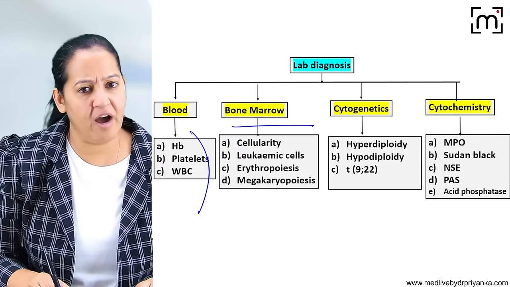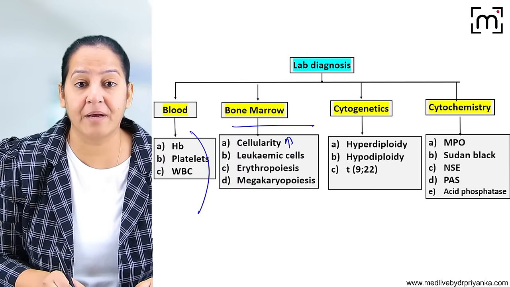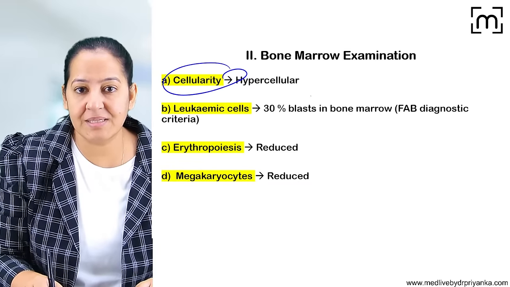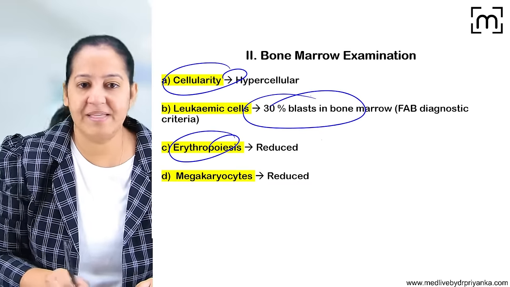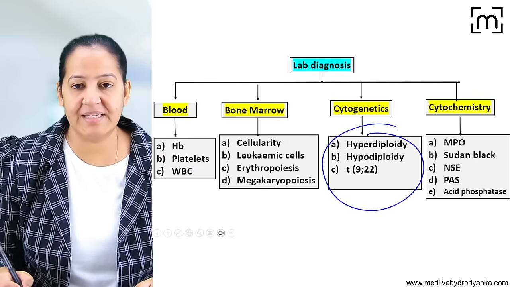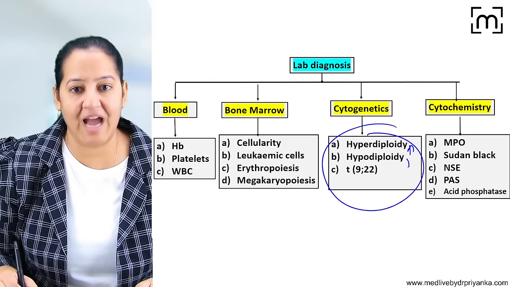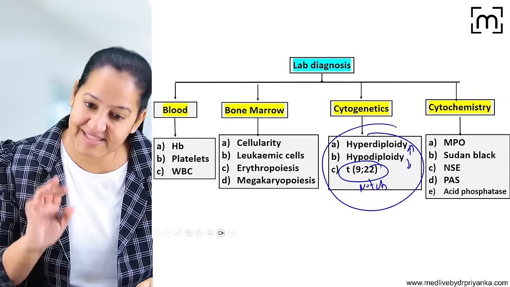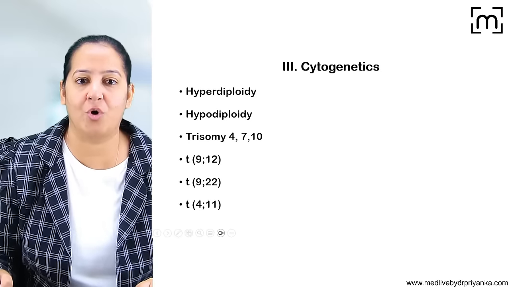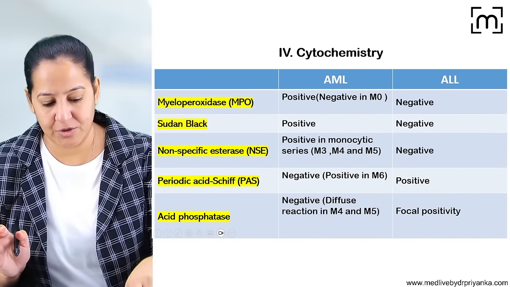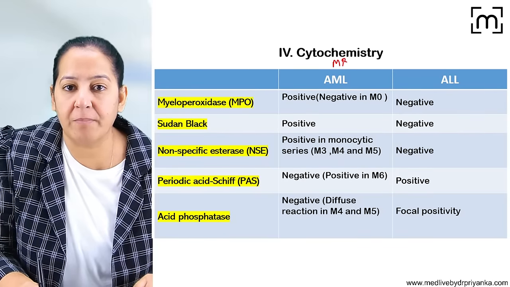Coming to the bone marrow, again the cellularity is more, but this time the leukemic cells are lymphoid, not myeloid. This time the blast is lymphoblast. RBCs are less, WBCs are less. Obviously, in the cytogenetics, we have already seen that you can get hyperploidy, hypoploidy, t(9;22), NOTCH. So in the cytogenetics, you will get the exact mutation. And cytochemistry also, I taught you. You have to compare the five stains to differentiate the myeloblast from lymphoblast.